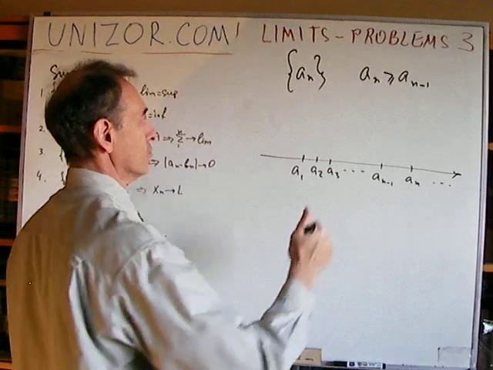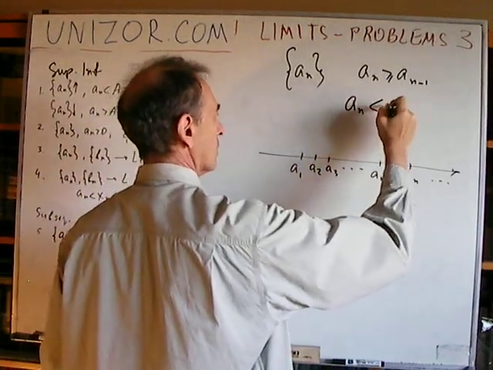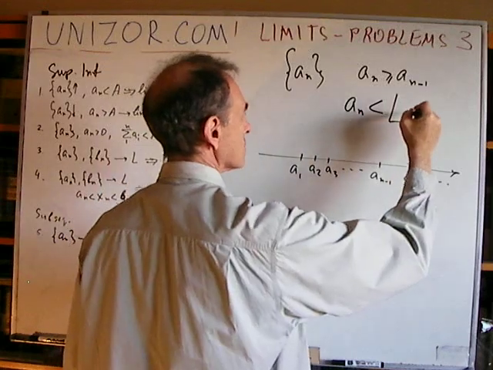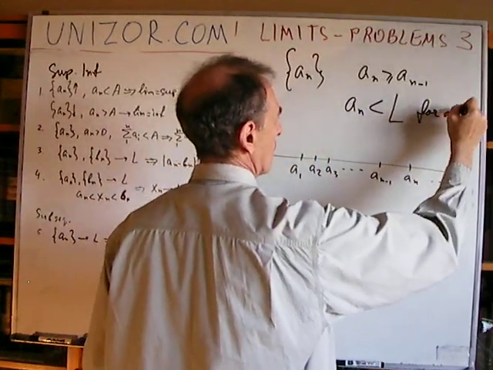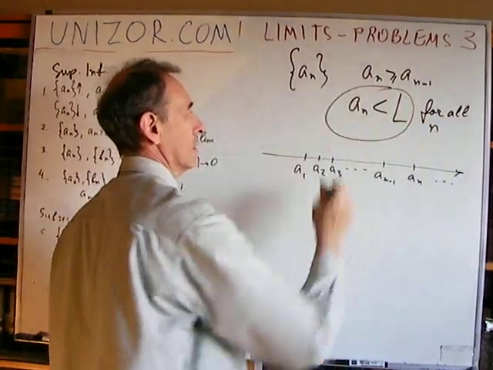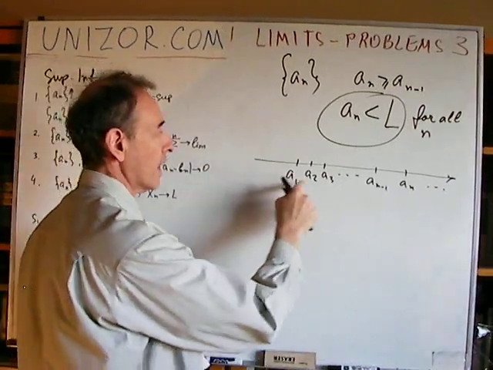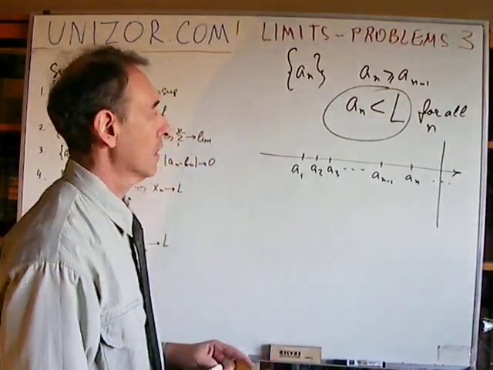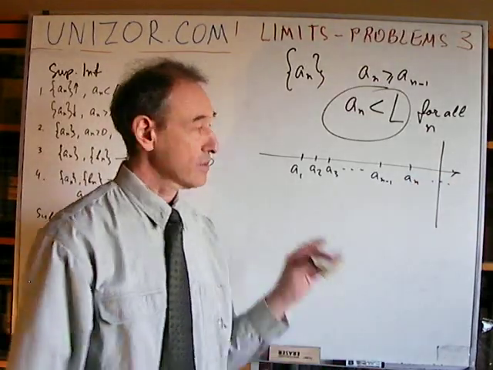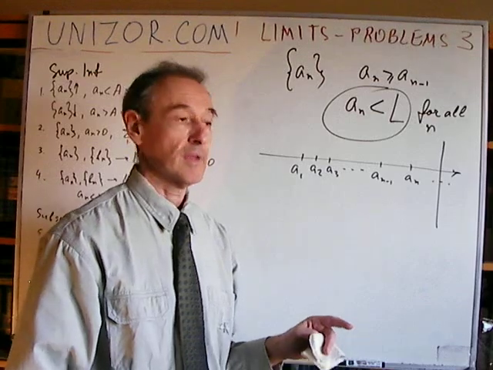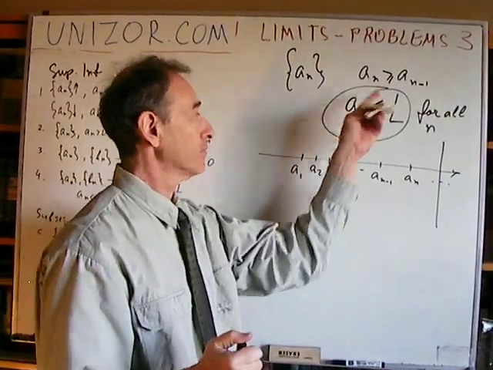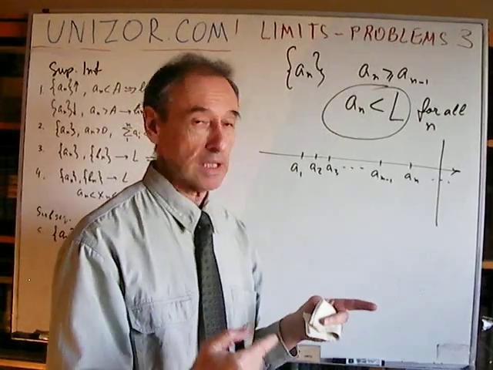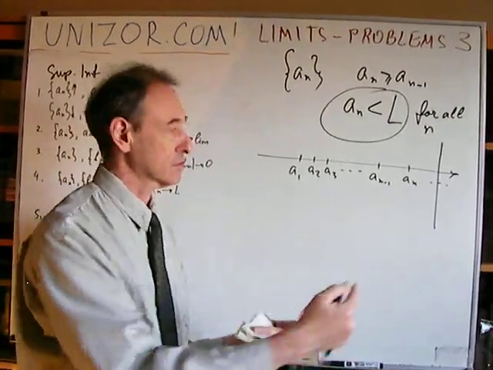Now, let's also assume that everything is bounded from above, so all members an are bounded for all n. So not only do we have a sequence which goes to the right, but there is also a boundary which they do not exceed. They are moving to the right, but there is a wall here. This type of sequence is called monotonically increasing in this particular case, because obviously there is also a decreasing one in the opposite direction.